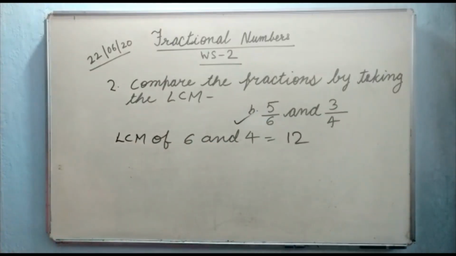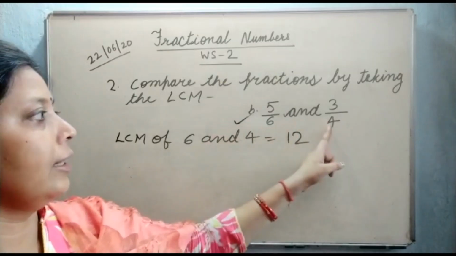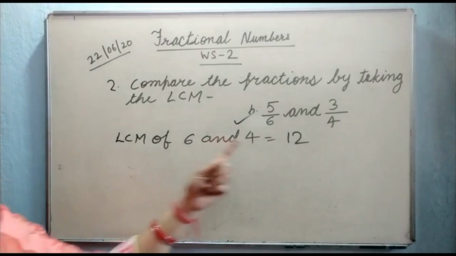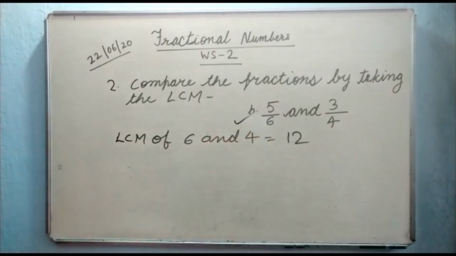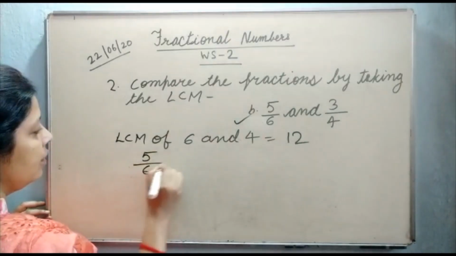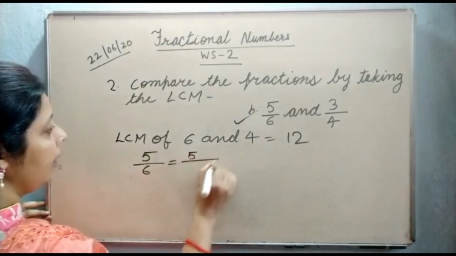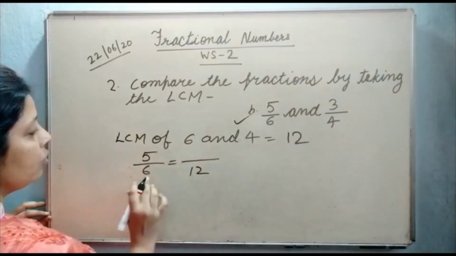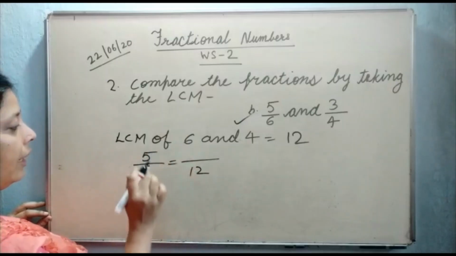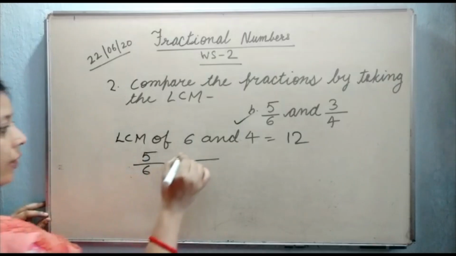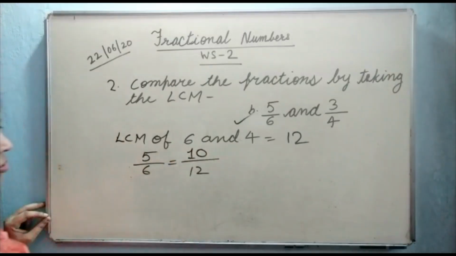Now we can convert 5 by 6 and 3 by 4 into like fractions by converting them as denominator equal to 12. So we write the first fraction first, 5 by 6. This is equal to 5 by 6. We write denominator as 12. Now we know 6 2s are 12, then 5 2s are 10. Both numerator and denominator we will multiply by 2. So we write directly here 5 2s are 10. So we are getting equivalent fraction of 5 by 6.